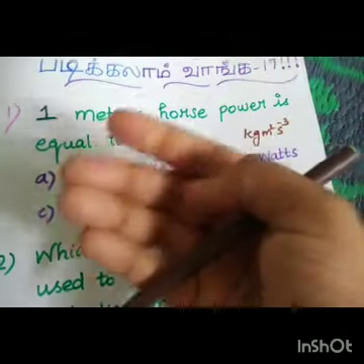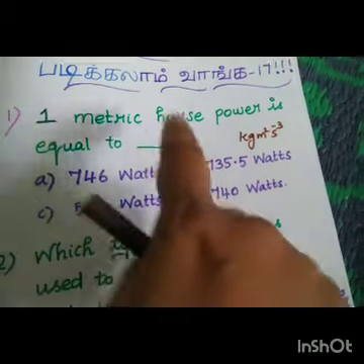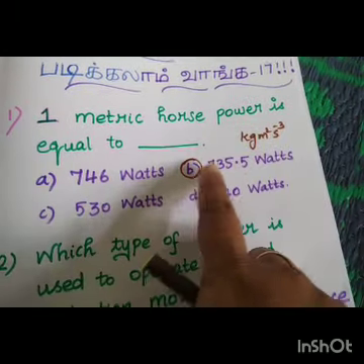So these are extra information, about mechanical and electrical and all. So 1 metric horsepower is equal to 735.5 watts.